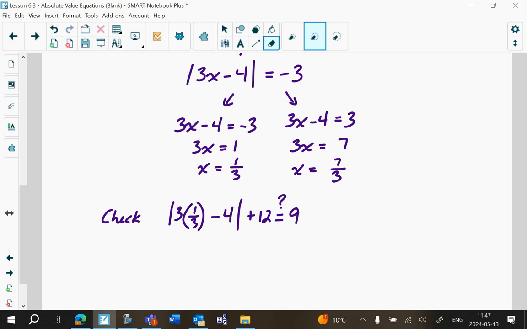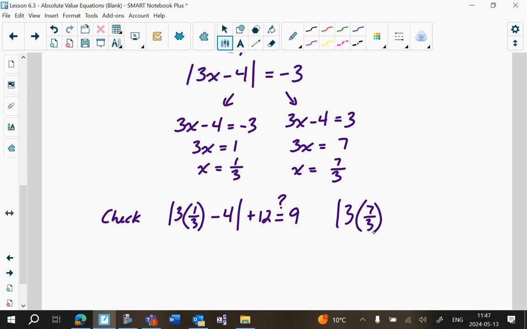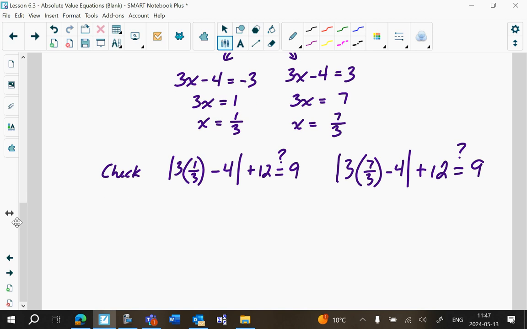And then I got to check, does 3 times 7 over 3 minus 4, absolute value of that plus 12 equal 9? So you got to know how to multiply fractions by whole numbers. What's 3 times 1 over 3? 1, right? Because it's 3 over 3, which is 1.